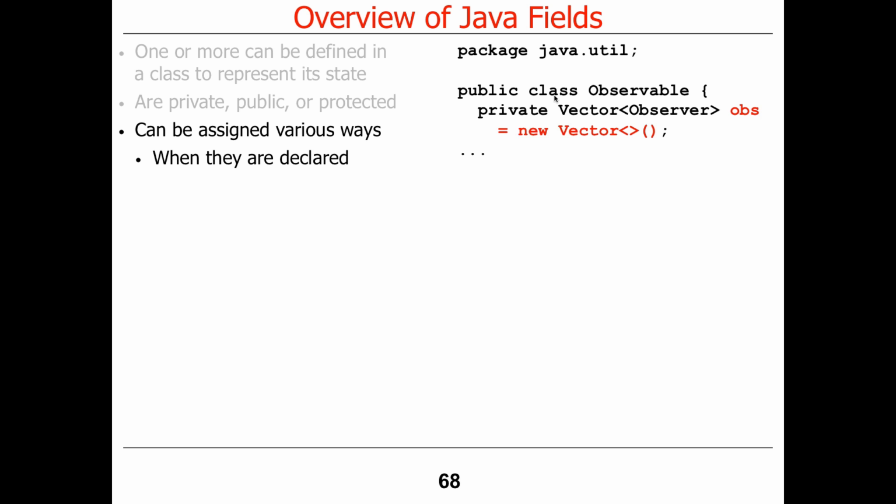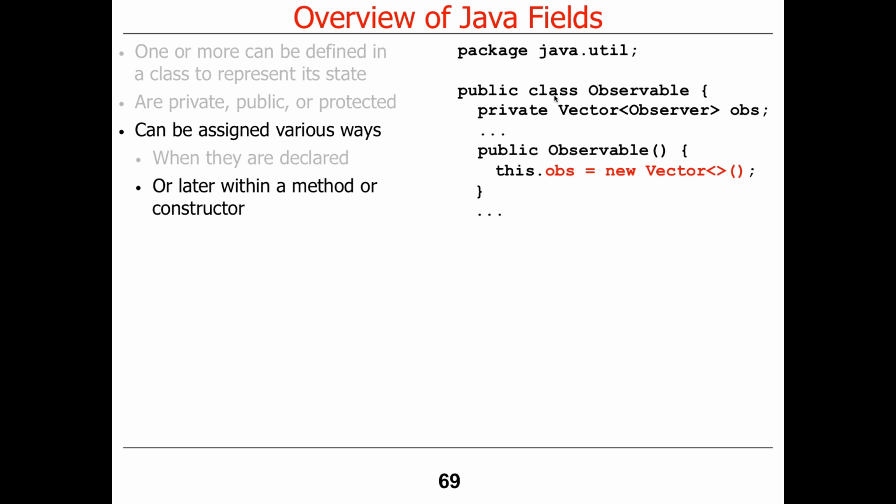You can assign fields various ways. If you have a field, like let's say we have a class like Observable, which is part of java.util, we might have an Observable which has a vector of observers. And one way to assign this, which is actually what Observable does, is it initializes the vector in the definition of the field itself. Pretty typical thing to do, especially if there's only one way to implement this stuff and it's not parameterized.